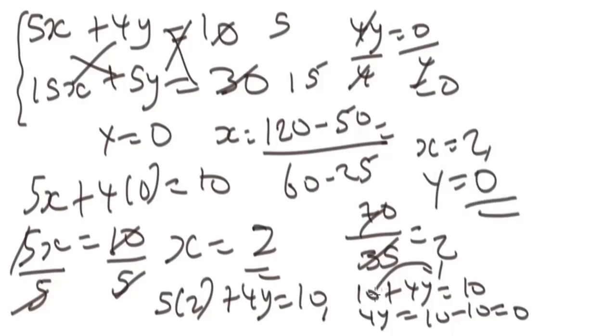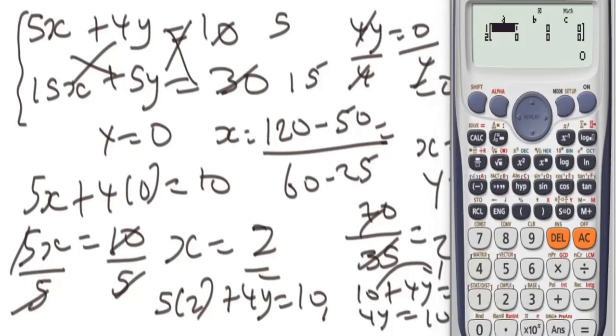Let's verify it once more with the calculator. So this is a calculator. You wipe everything. So the coefficient of 5x for equation 1 is 5. Coefficient of 4y is what? 4. The constant is 10. Okay. Then equation 2, coefficient of 15x is 15. Okay. Coefficient of 5y is 5. And the constant is what? 30. So when x is 2, y is 0.